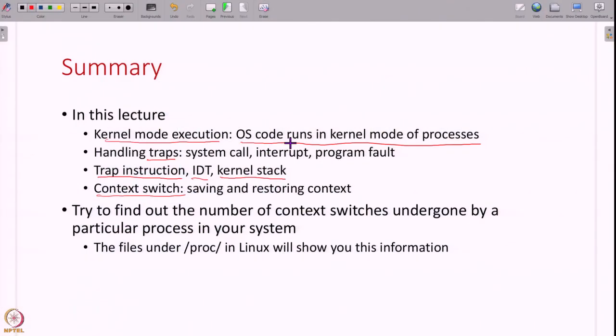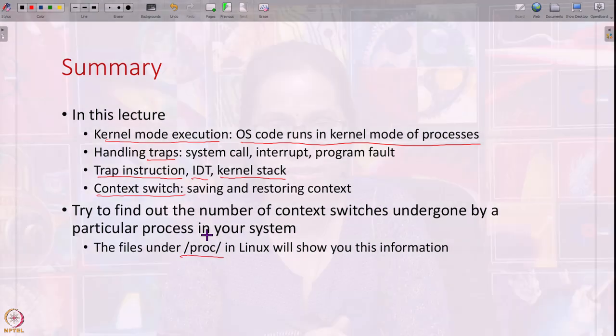So these are some of the concepts in today's lecture. A small exercise for you is to look up your system to find out how many context switches are happening at any point of time. If you are on a Linux machine, look at the files under the /proc directory. This is called the proc file system. You can read up online on what this is, and some files within this directory will tell you how many context switches are happening in your system for each of the processes. This is a good exercise for you to get a feel for what we've studied in today's lecture.